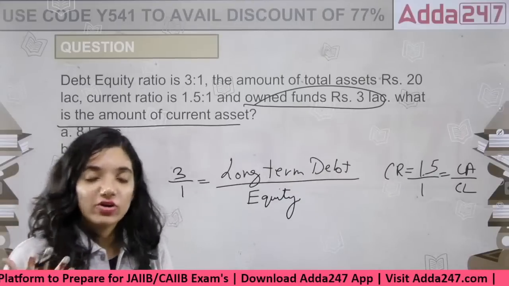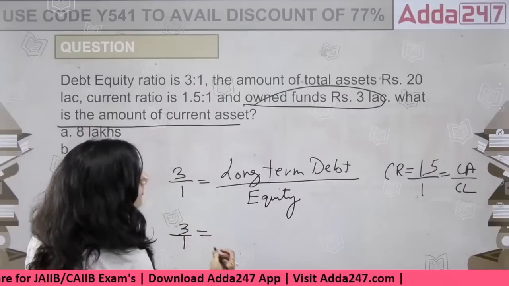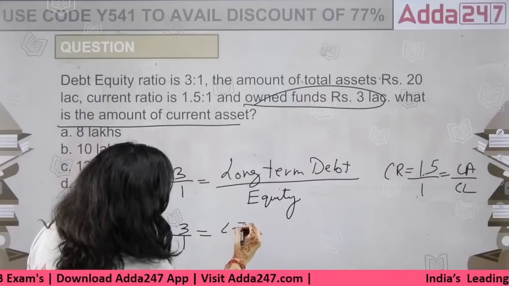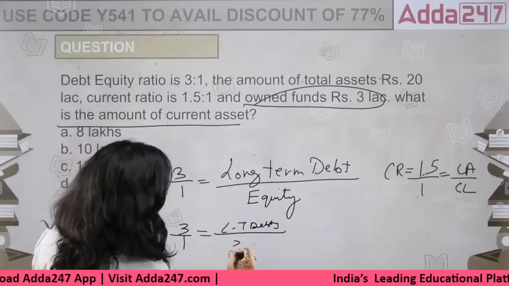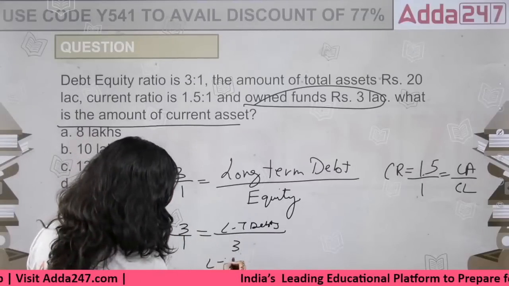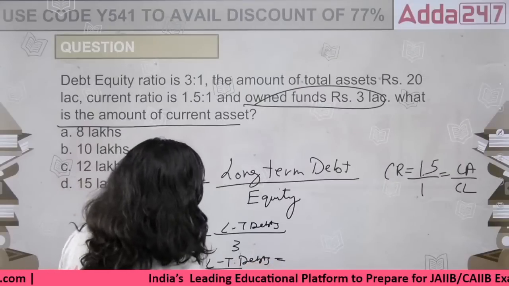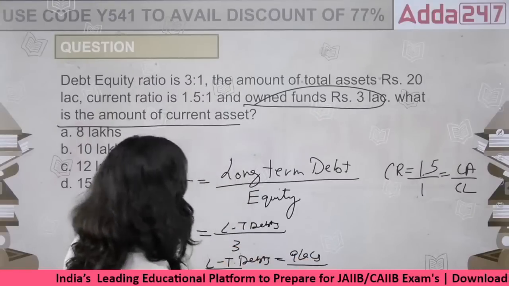Now the question asks what is this owned fund? Owned fund means your equity. So what are we going to do? 3 divided by 1 is equal to long-term debts. We have no clue about the long-term debts, right? Divided by your equity, which is rupees 3 lakhs. So we are going to multiply 3 into 3. The long-term debts is of rupees 9 lakhs.